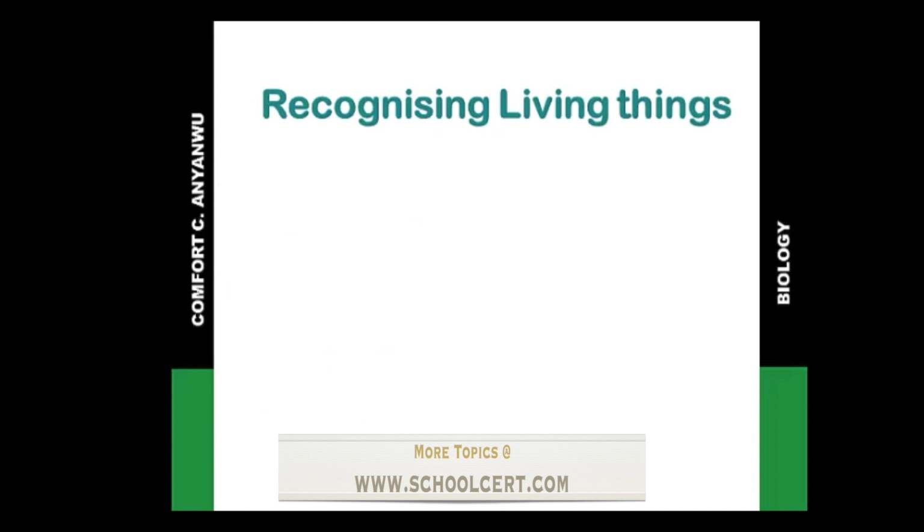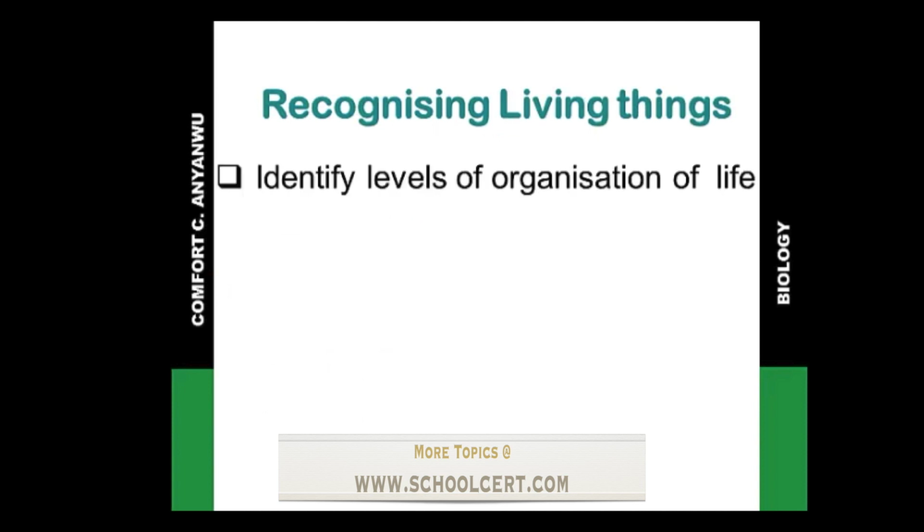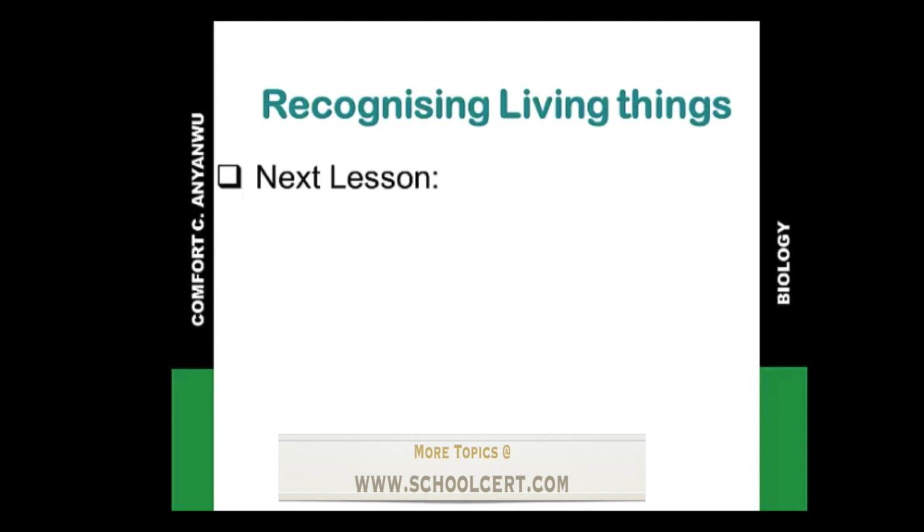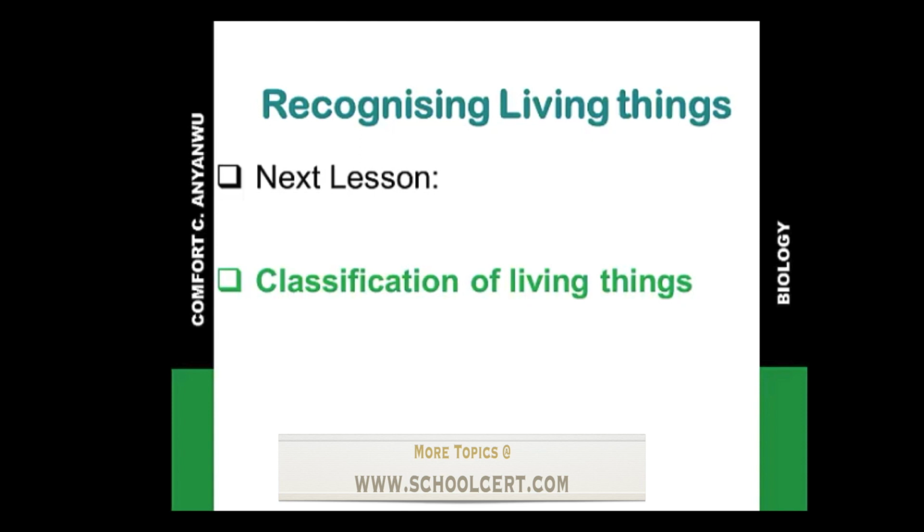Let's go back to where we started our lessons today. We have identified all the levels of organization of life. We have defined what a cell is. We have also described differences between plants and animals, and we have done some learning exercises. In our next lesson, we'll be looking at classification of living things.